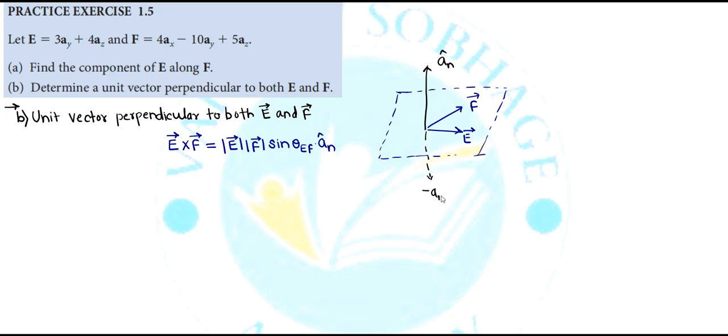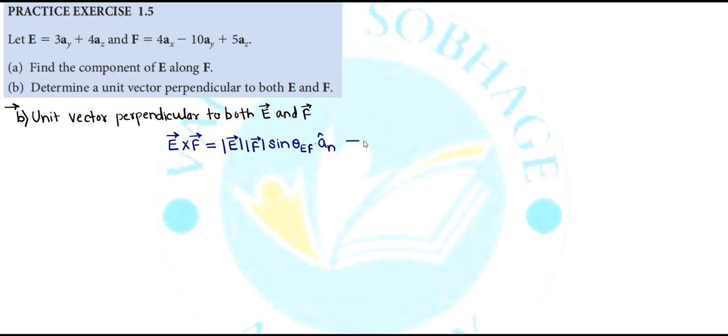Since the direction of this normal vector is not specified, we denote it using the plus and minus sign. Okay, so this is the concept of the normal vector for your given two vectors. Now we will move on to the numerical. So let's say this is equation number 1.